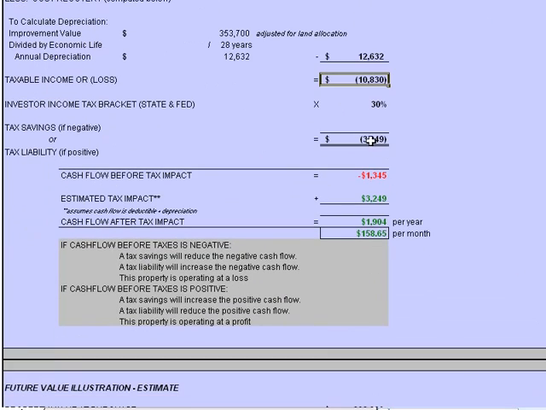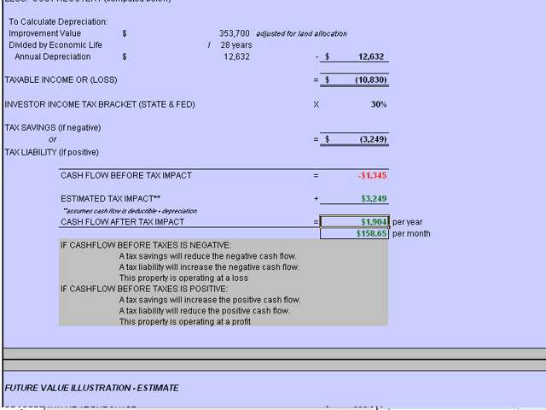So what this does is this actually creates a $3,249 paper loss for me. So while it felt like I lost $1,345, because I really did, from a tax standpoint, I'm then getting $3,249 back as a credit. So it's going to actually, after tax, feel like I made $1,904 per year in this first year of this property, or $158.65 a month.